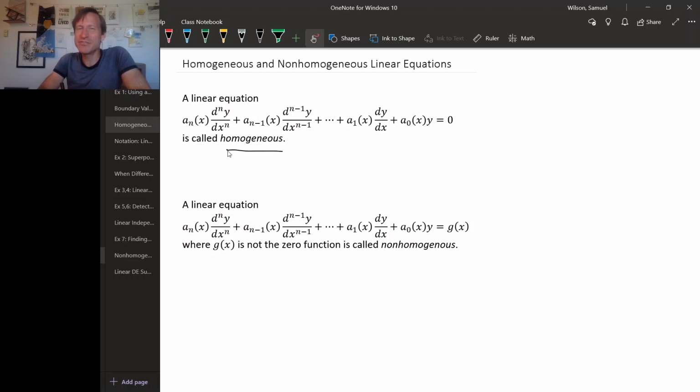This is a different sense of the word homogeneous than first order homogeneous equations, where you have some function on your right-hand side of the differential equation that doesn't change if you multiply x and y by a constant. So it's a different sense of the word homogeneous. A homogeneous linear differential equation is a differential equation where the right-hand side is 0. And a non-homogeneous differential equation is one where the right-hand side isn't 0.